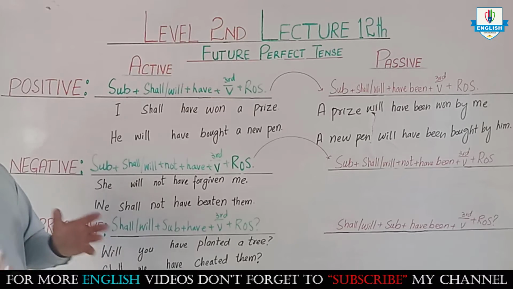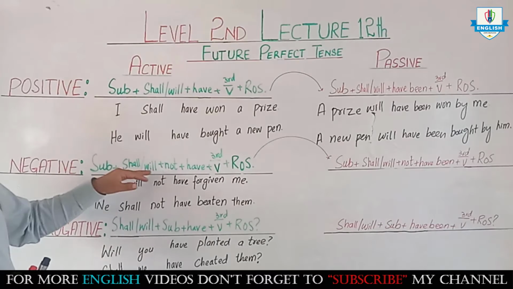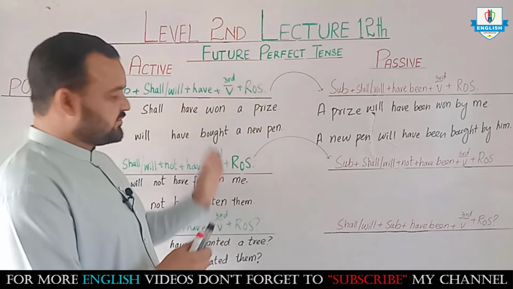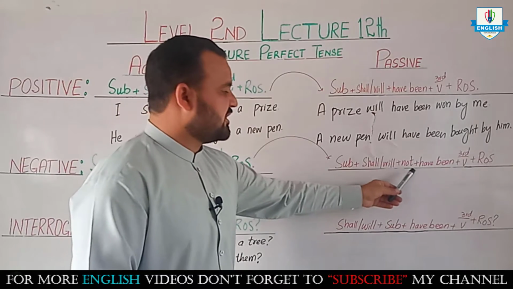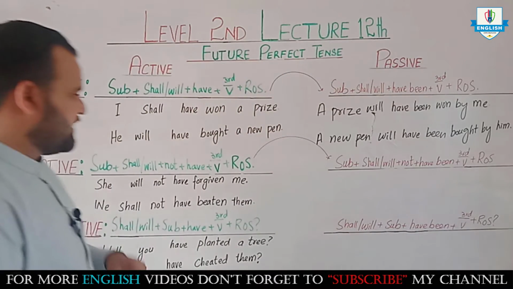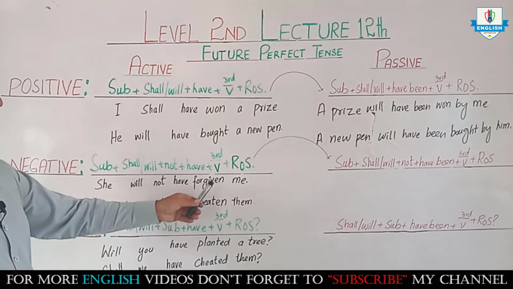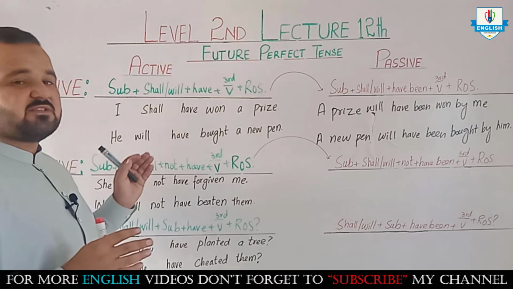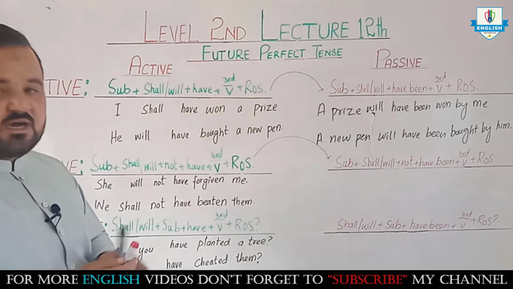Got it? Coming toward negative sentences. Subject, shall, will, plus not, plus have, plus verb third form, rest of the sentence. This structure will change to this one: subject, shall, will, plus not, plus have been, plus verb third form and rest of the sentence. Coming toward sentences: she will not have forgiven me. You know that the object will come in place of subject. So the subjective case of me is I.